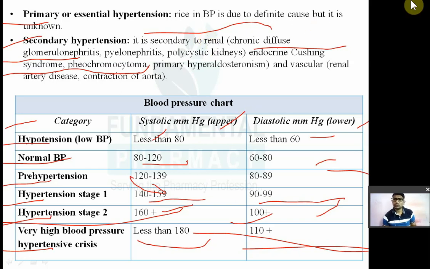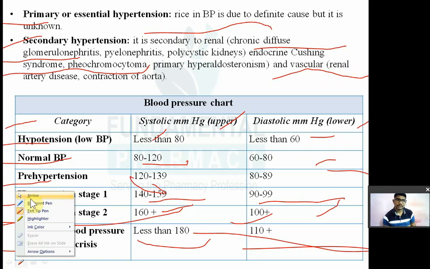Then again, it may be due to a vascular cause. Vascular cause means blood vessel problem. So it may be due to renal artery disease or coarctation of the aorta. So remember, there are two types of hypertension: primary hypertension and secondary hypertension.